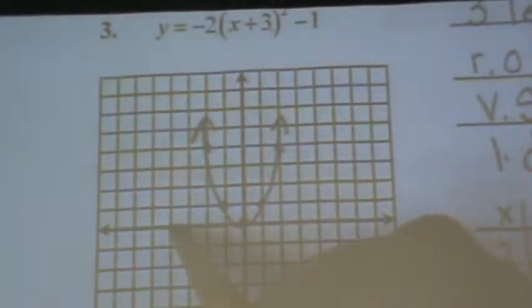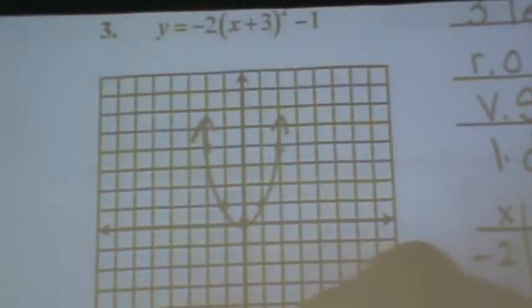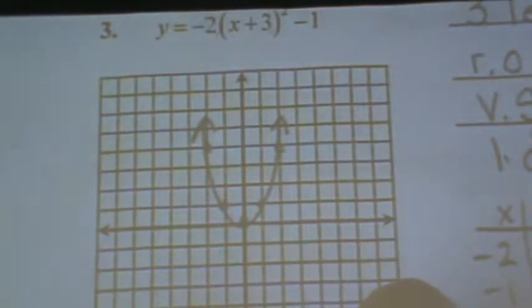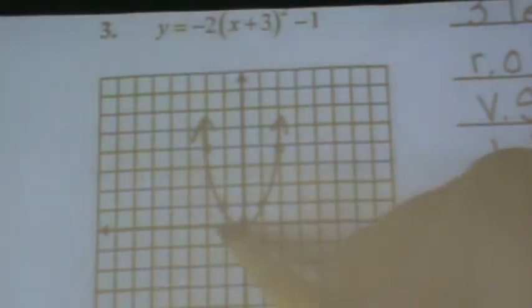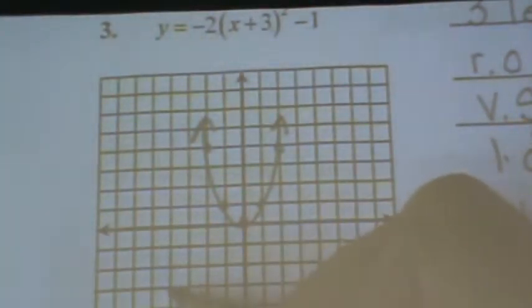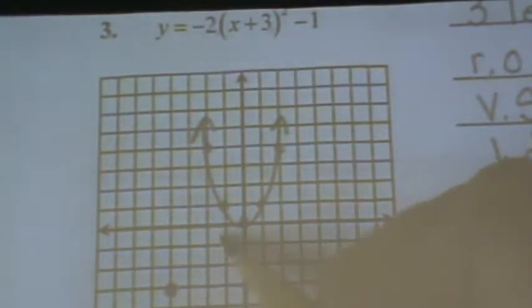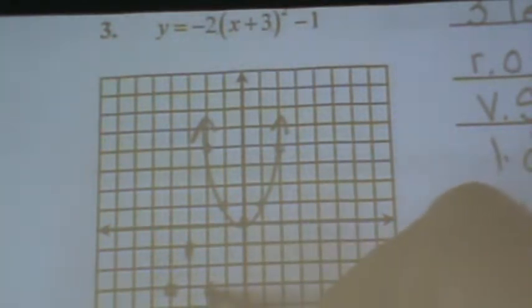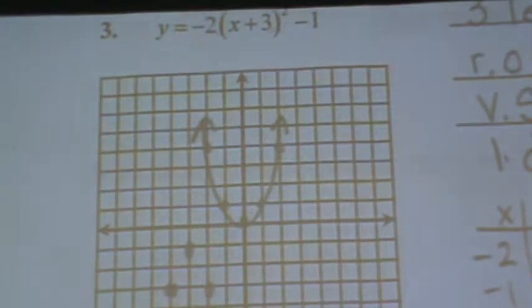1, 2, 3, 4, 5, 1, 2, 3, 4, 5, 6, 7, 8, 9, it's gonna be off. And then over 4, down 3, 1, 2, 3, 4, 1, 2, 3. Over 3, down 1, over 2, down 3, and over 1, down 9. And that's what your graph should look like.